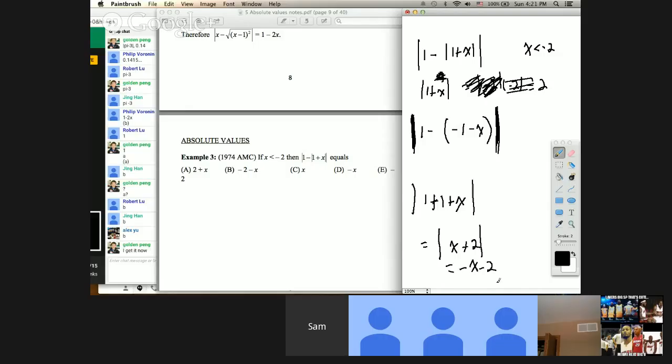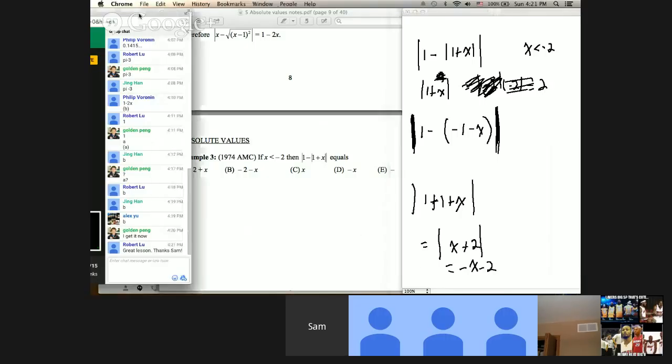So if you guys don't get it, just tell me, and then I'll just re-explain it. It's all good. Absolute value is a really hard concept to grasp at first, because we're not used to changing negatives and positives back and forth.